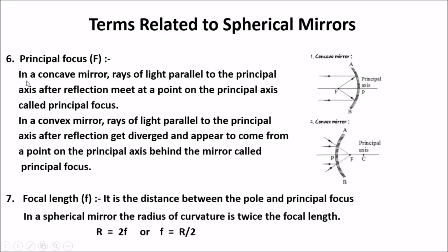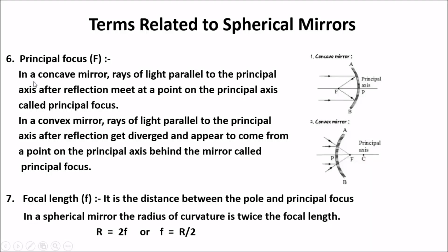Now, in a concave mirror, the rays of light which are parallel to the principal axis, you can see the rays are parallel to the principal axis. After reflecting from the concave mirror, they converge or meet at a point. When we say converge, it means they are coming to a single point and they are meeting. And the point where they are meeting is called the focus. You can see that point is called the focus.